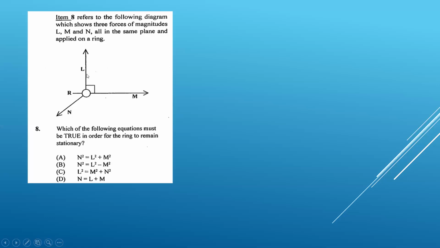All right, so since L and M are at right angles to each other, it means that N, which would form the resultant, should be equal to the resultant of L and M.